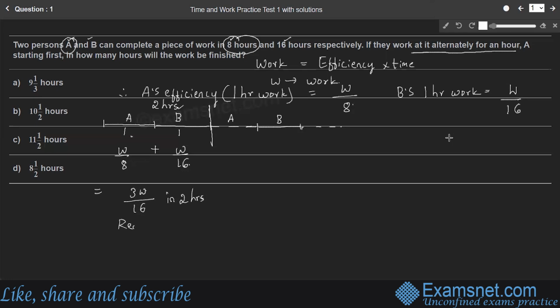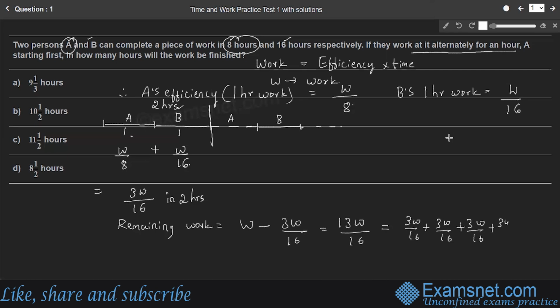What is the remaining work here? Since W is the total work, remaining work is W minus 3W by 16, so you have 13W by 16, right? 13W by 16 is the remaining work. This remaining work can be written as 3W by 16 plus 3W by 16 plus 3W by 16 plus 3W by 16. So it is 12W by 16 together. And lastly, it is W by 16. So together it becomes 13W by 16, right?